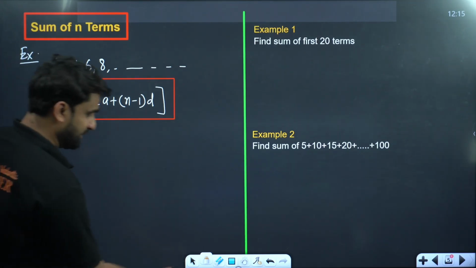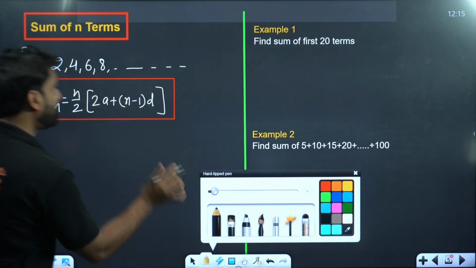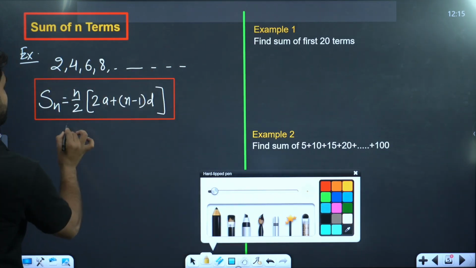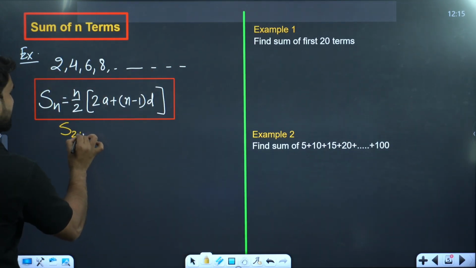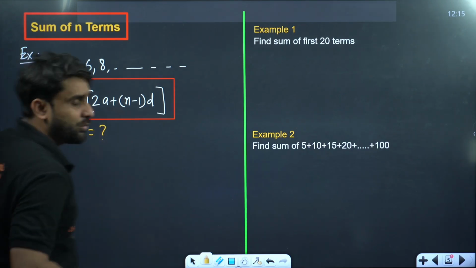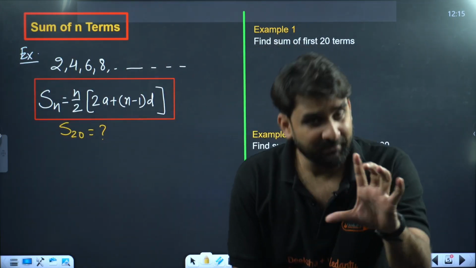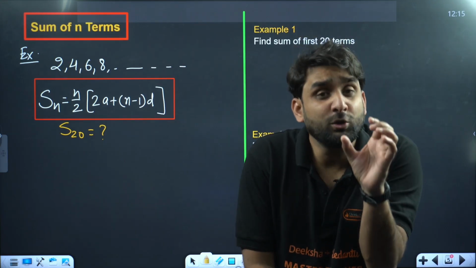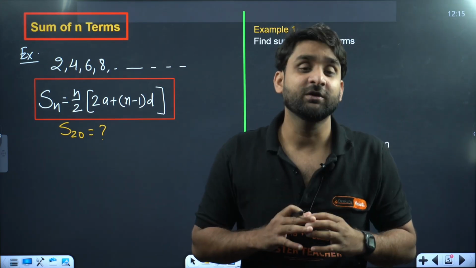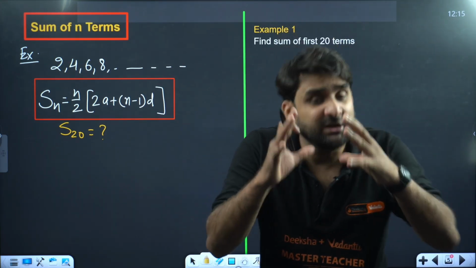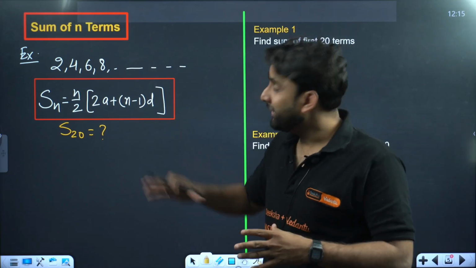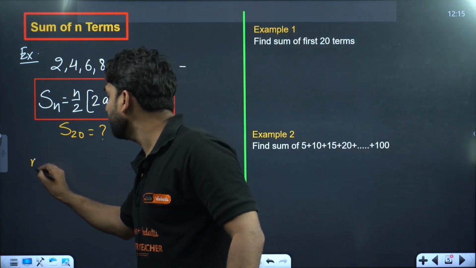So apply the formula. In this question, what will be the sum of first 20 terms? It means I am asking you S20. What does S20 mean? S means sum and 20 means we want to add the first 20 terms. How many terms are we adding? 20 terms. So n is equal to 20.